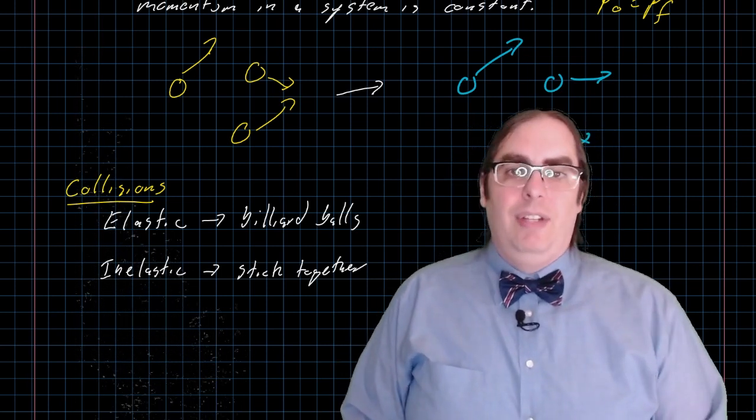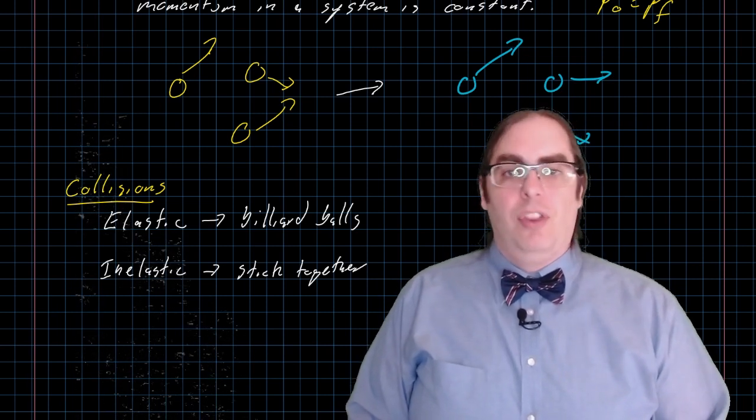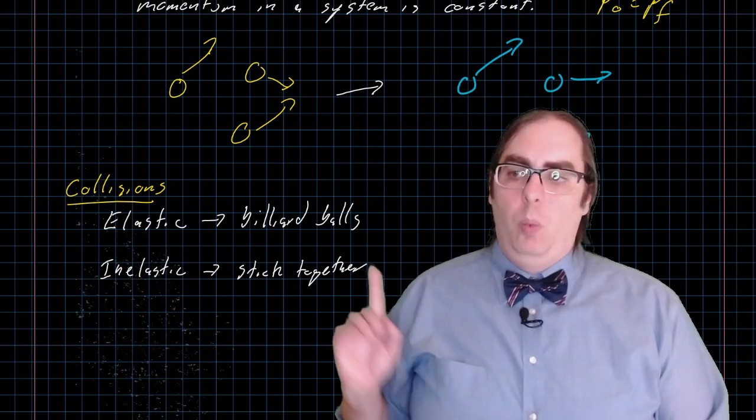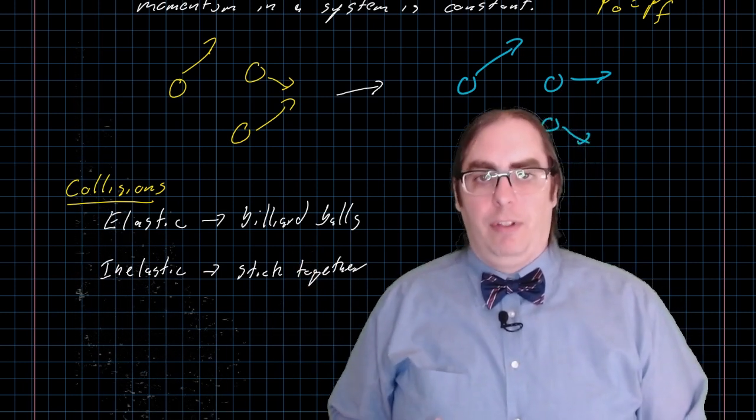The idea here of an inelastic collision is that after collision, everything has the same velocity. With an elastic collision, after collision, everything can have different velocities.